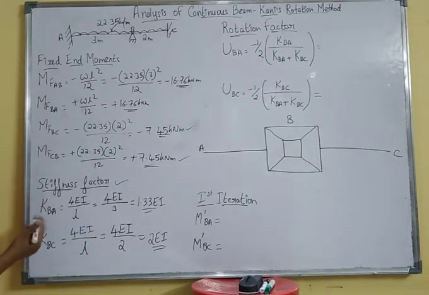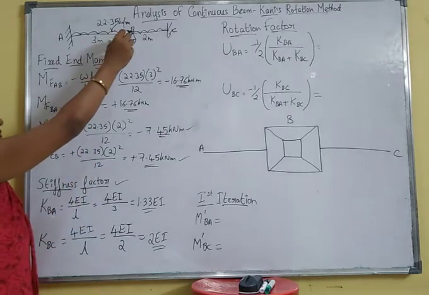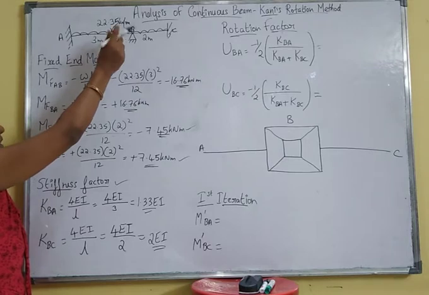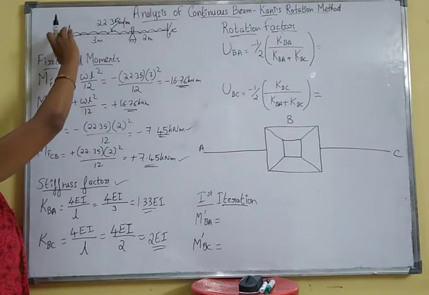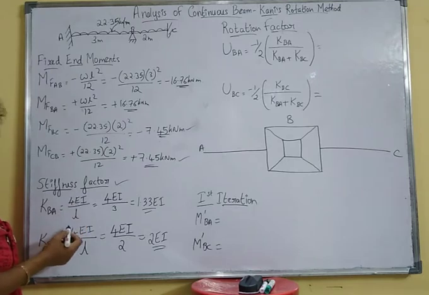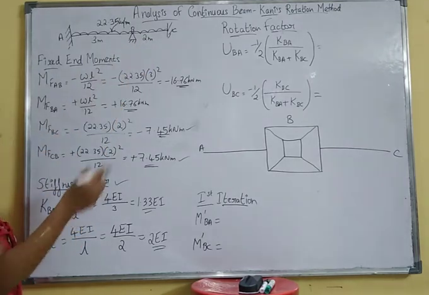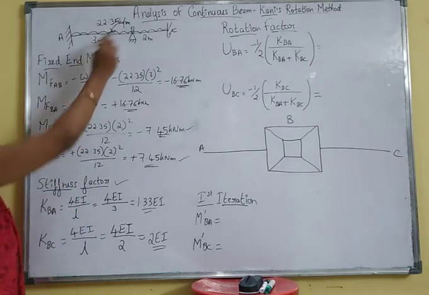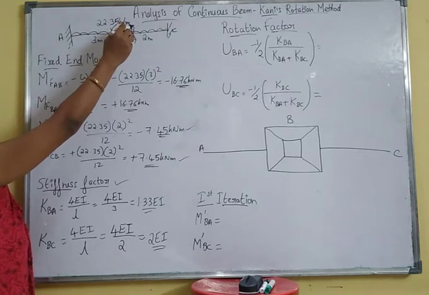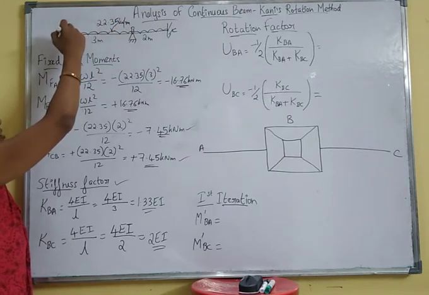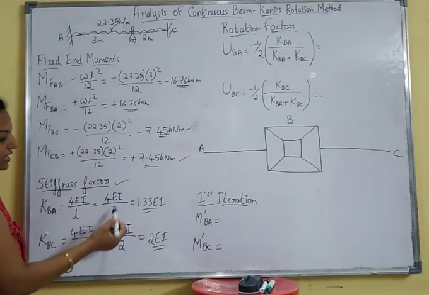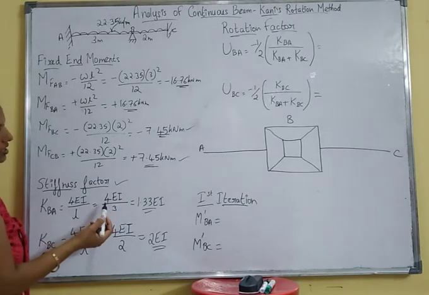So the stiffness factor, it is KBA. For this, it is the same as we did in the moment distribution method. In case of stiffness, if the far end is continuous or fixed, you have 4 EI by L. If the far end is hinged or discontinuous, then you will have 3 EI by L. Here, for joint B, you have to find the stiffness. This is a fixed end, so it is 4 EI by L. EI is constant, so just consider EI.